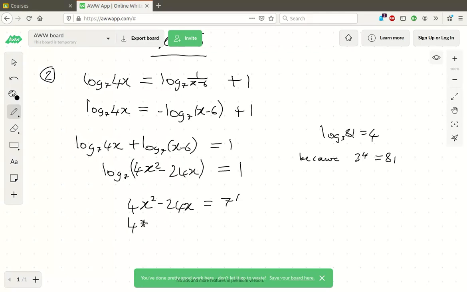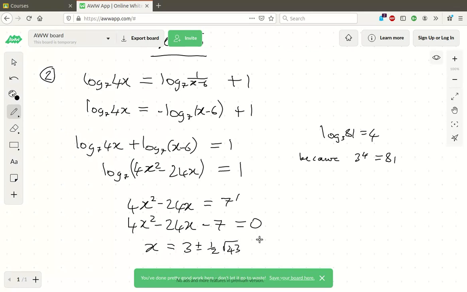You then get 4x squared minus 24x minus 7 is 0. Bit disappointed here really in this question because actually it doesn't factorize, so I had to use my calculator. Well, I didn't have to use my calculator, but I did. I was feeling pretty lazy. And you get from that quadratic 3 plus or minus a half root 43.